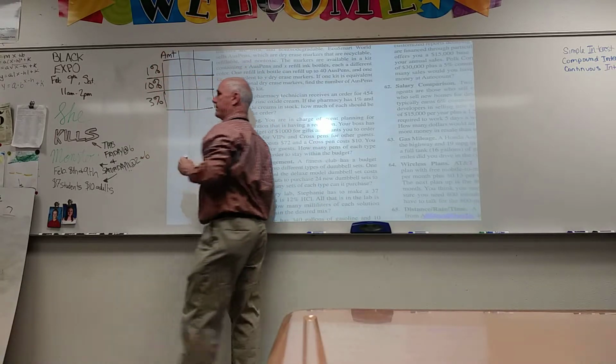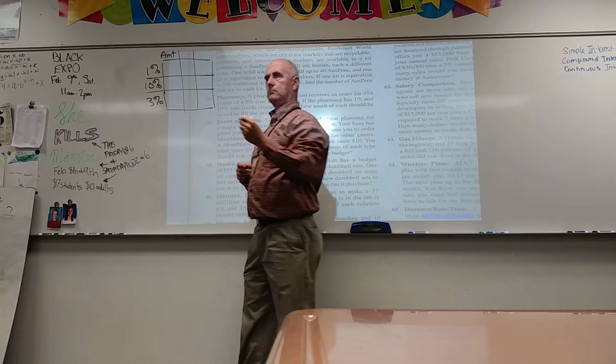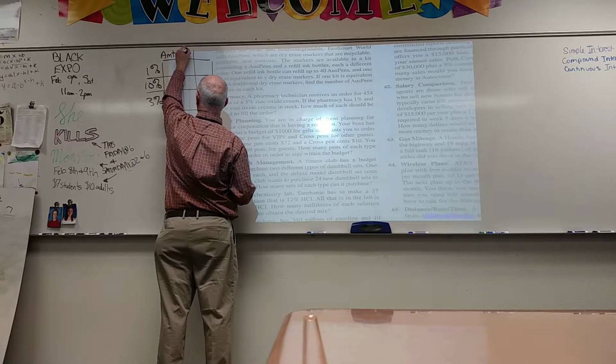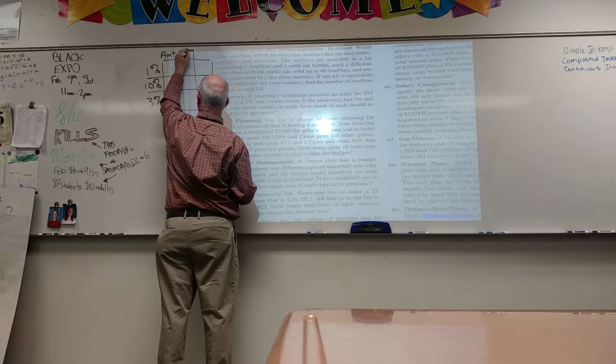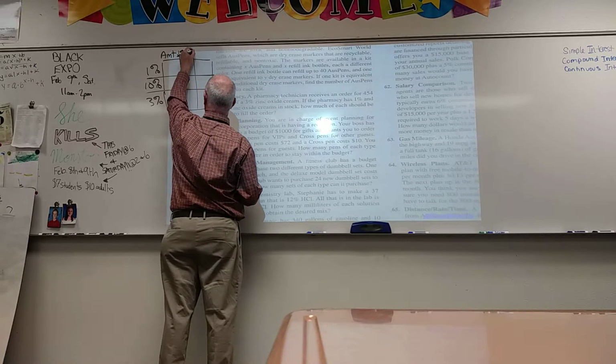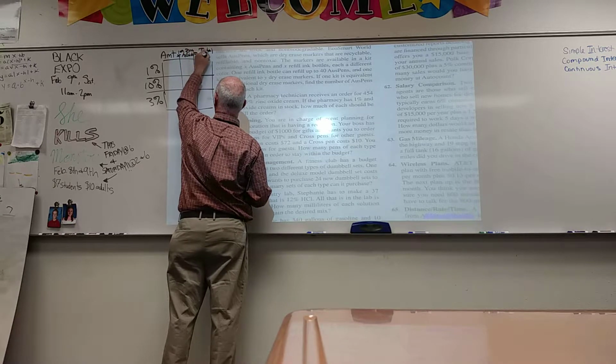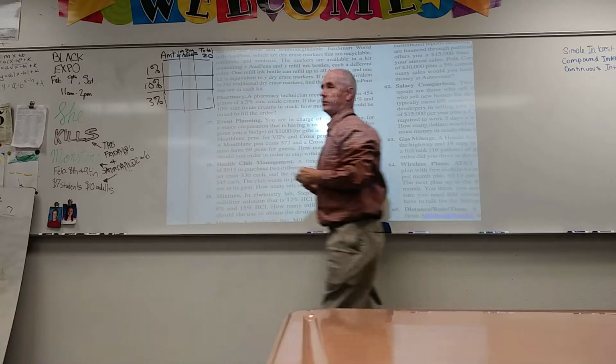And then what did you do with the amount? You multiplied it by the percent, the percent of zinc oxide. And what did that give you? Equals the total zinc oxide. And there you go, there's your chart.